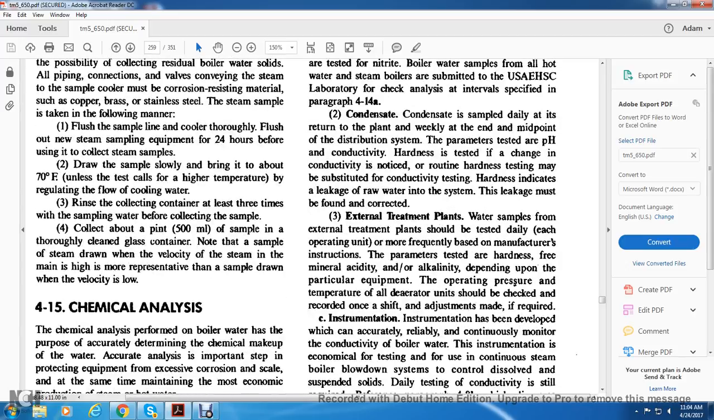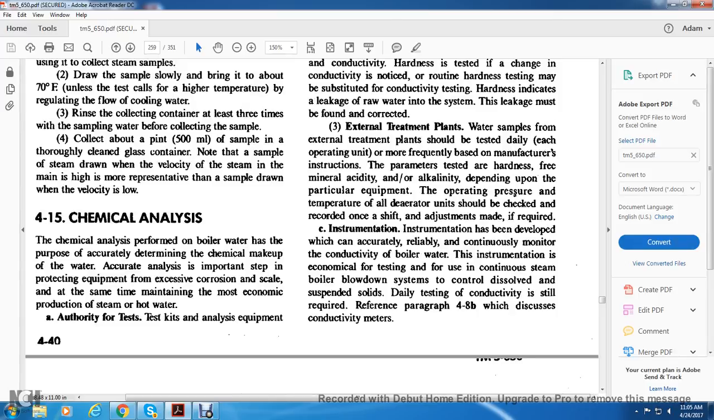2. Condensate. Condensate is sampled daily, with a return of the plant sampled weekly at the endpoint and midpoint. The distribution system parameters are tested: pH and conductivity. Hardness is tested and changes the conductivity. Note routine hardness testing is submitted with the conductivity testing. Hardness indicates leakage of the raw water system. Leakage must be found and corrected.